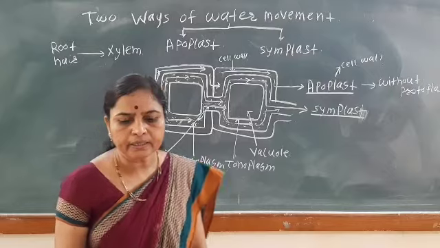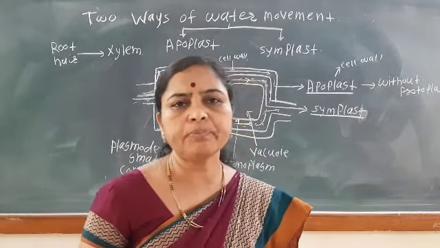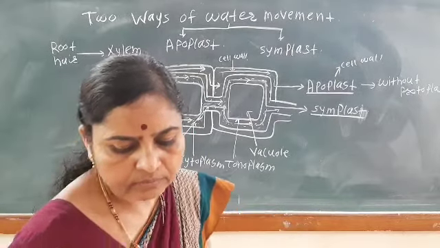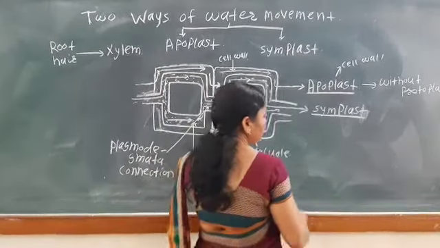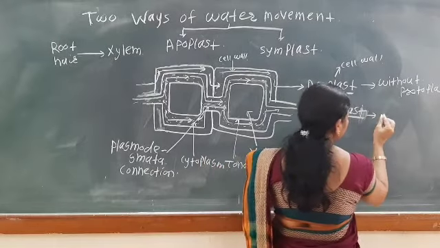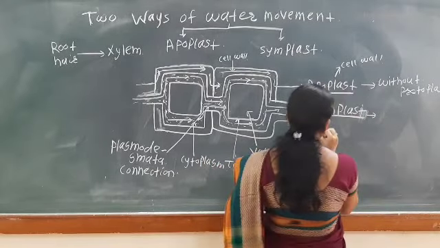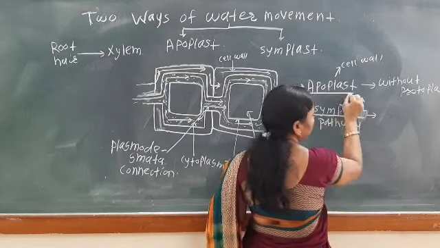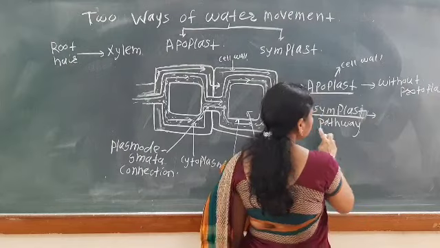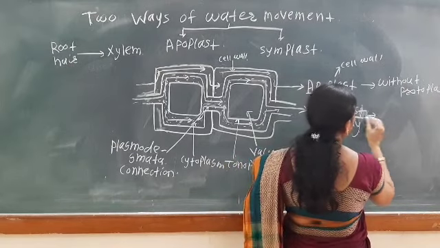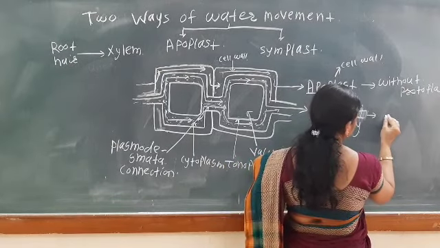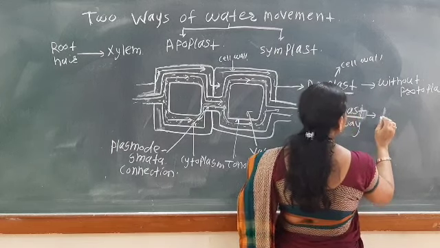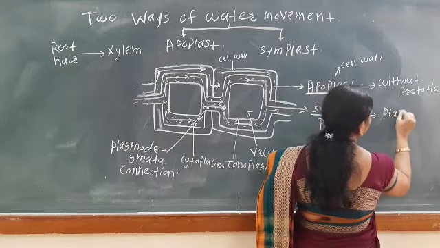So here, the symplast movement or the symplast pathway means what? Only through the plasmodesmata, that is, through the protoplasm. That is the symplast pathway. Okay, it is the apoplast pathway. So here, symplast pathway means what? The movement of the solvent is through the cytoplasmic bridge, that is the plasmodesmata.